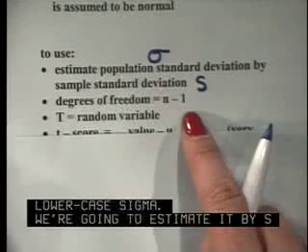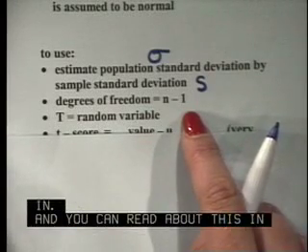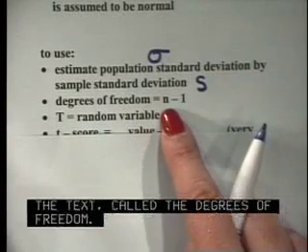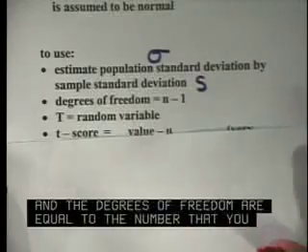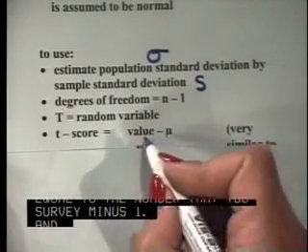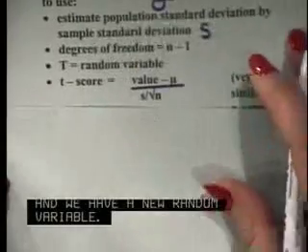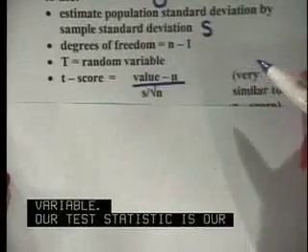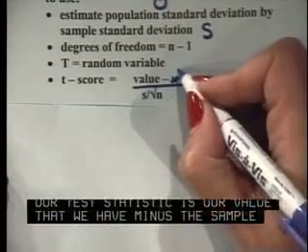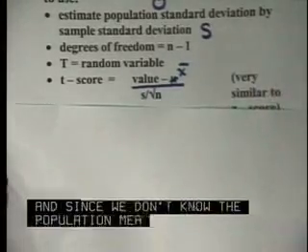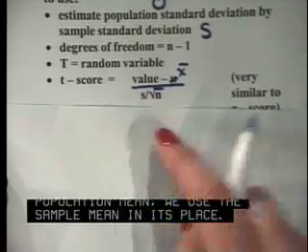We have a new term that comes in, and you can read about this in the text, called the degrees of freedom. And the degrees of freedom are equal to the number that you survey minus 1. And we have a new random variable. Our test statistic is our value minus the sample mean. And since we don't know the population mean, we use the sample mean in its place, divided by s over the square root of n.